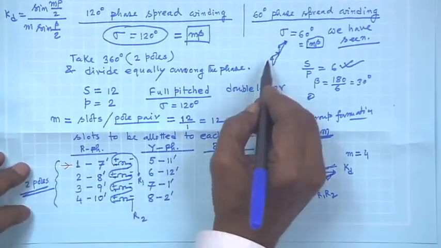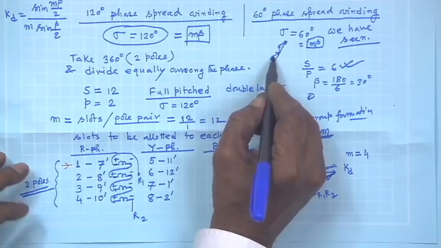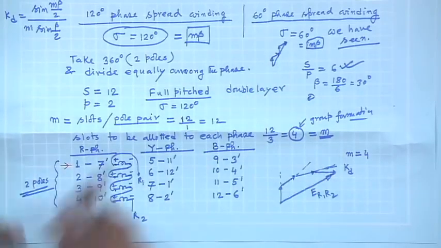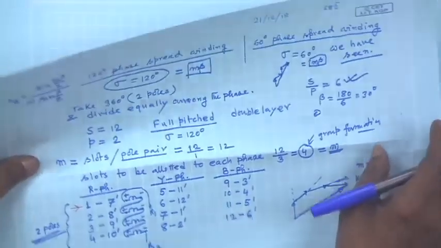Anyway, this K d value will be lower compared to a 60 degree phase spread winding, because we were only spreading 2 coils. So, voltage loss is less here. Anyway, this is 120 degree phase spread winding.